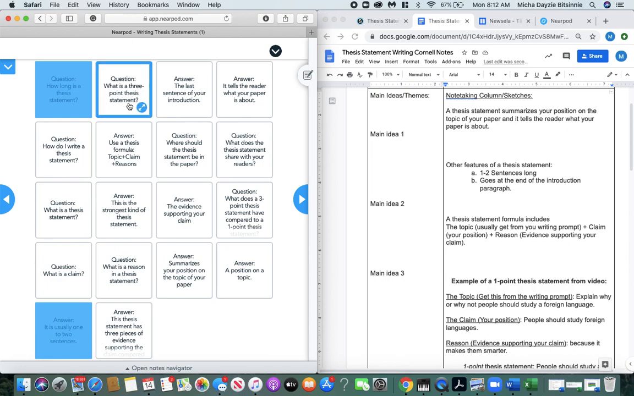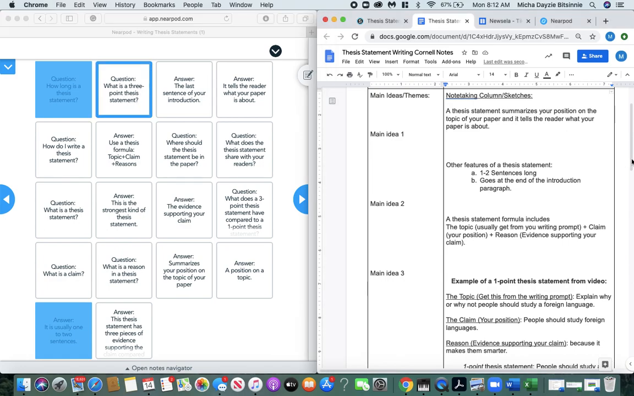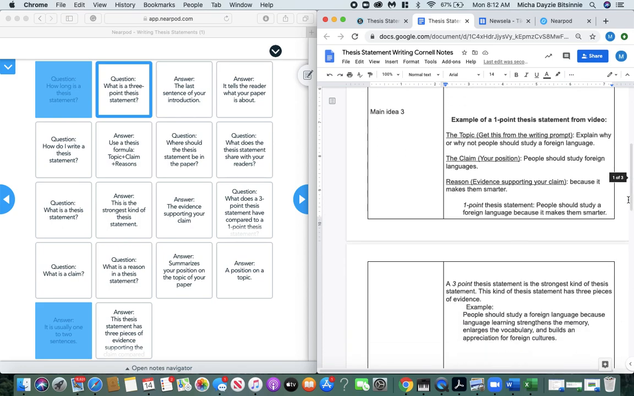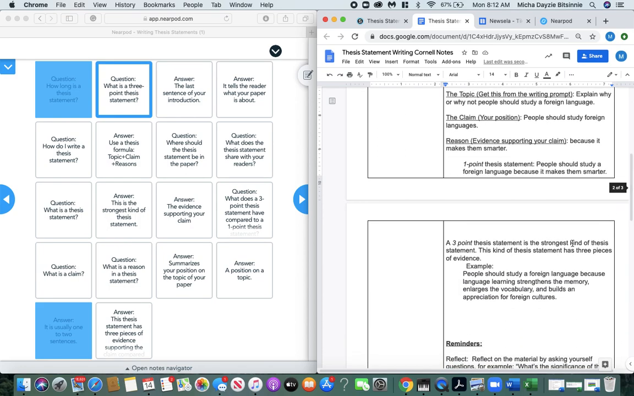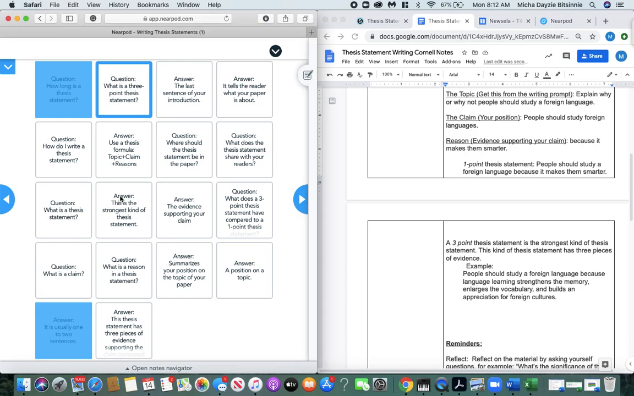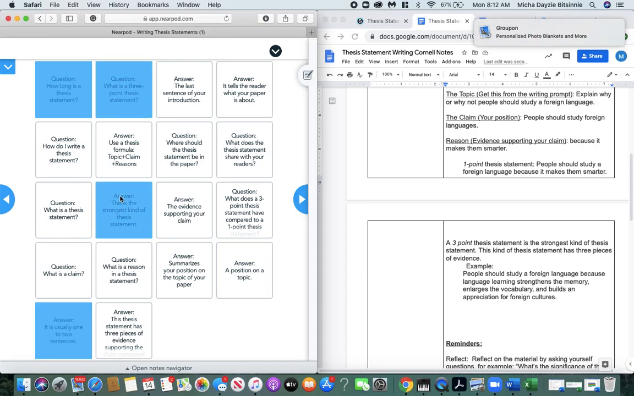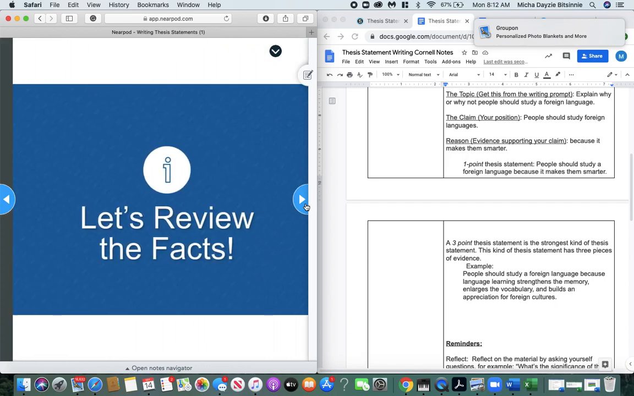Question, what is a 3-point thesis statement? Again, you can find that in your notes here. Here's a 1-point thesis statement and here's a 3-point thesis statement, and it's the strongest kind of thesis statement. So let me see if I can find that answer. Right here. All right, pretty good. So go ahead and finish that quiz.